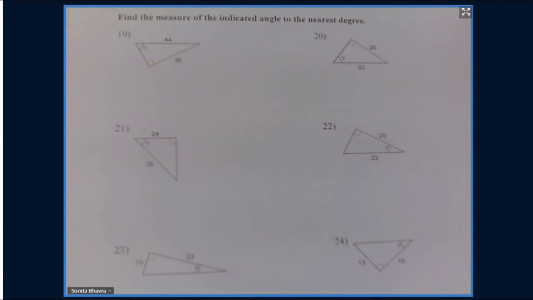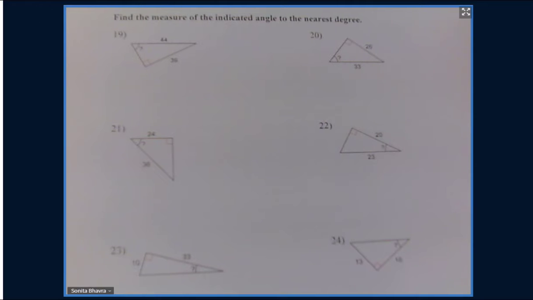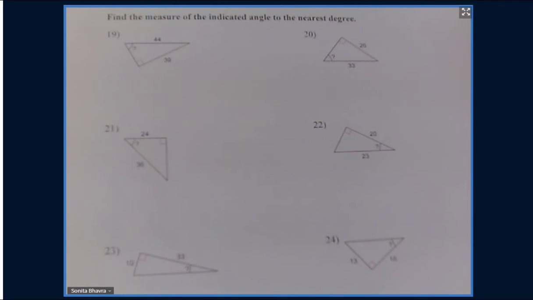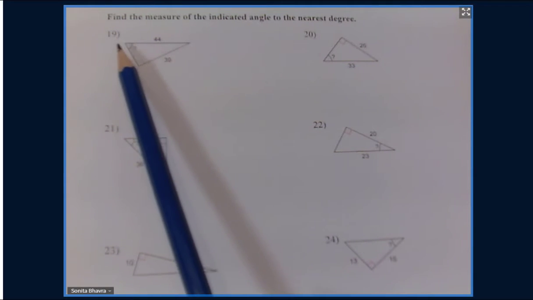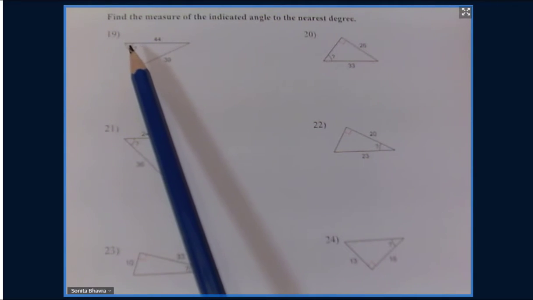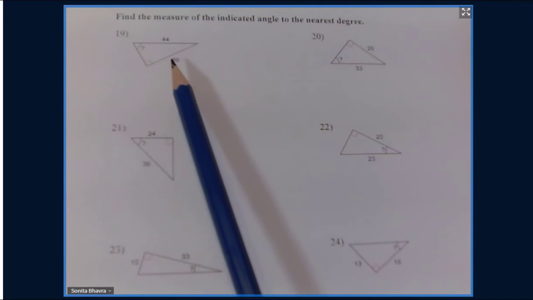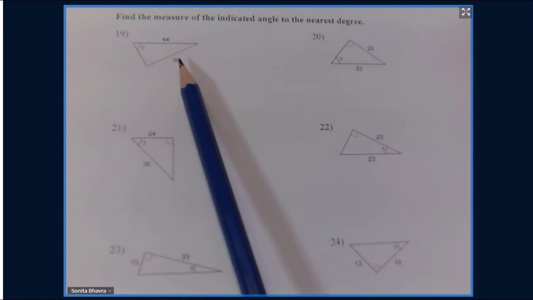Find the measure of the indicated angle to the nearest degree. So we're just rounding them to the nearest whole degree and no decimals. So the first angle we're looking for is this one. That's our missing angle. All right, so using the two pieces of information that we have here, we have our opposite, and this one here is our hypotenuse.